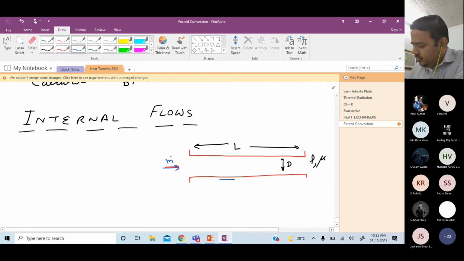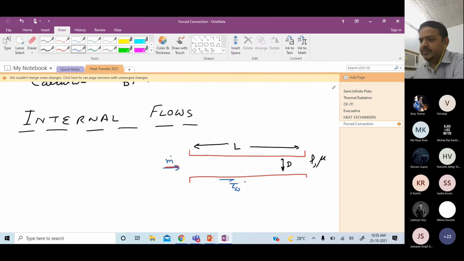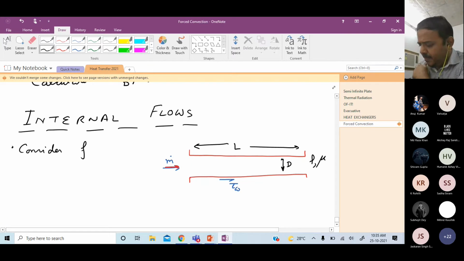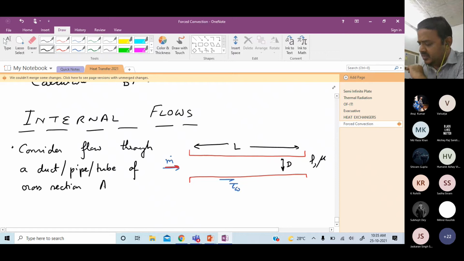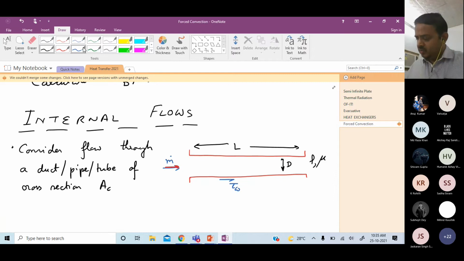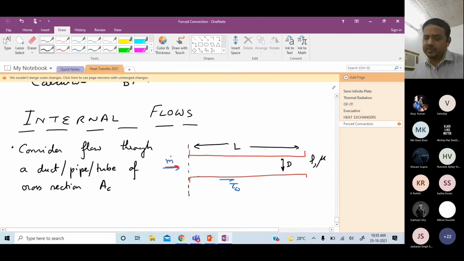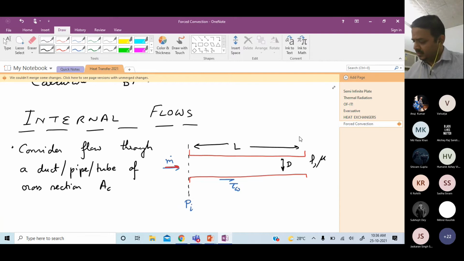And at the wall, you are going to have shear stress or shear force, tau w. Clear? So now this is what you are considering. So this, my friends, is internal flow, which is flow through a duct or a pipe or a tube of cross section AC. Now if you look at some of the parameters in flow, what do we solve for? We solve for velocity and we solve for pressure. So let us say this is my inlet pressure Pi, and over here I have my exit pressure PE.